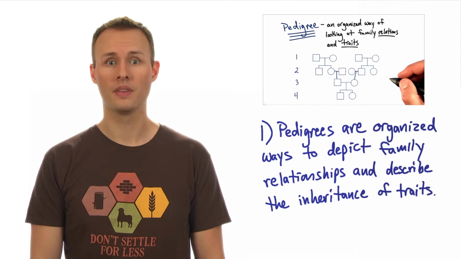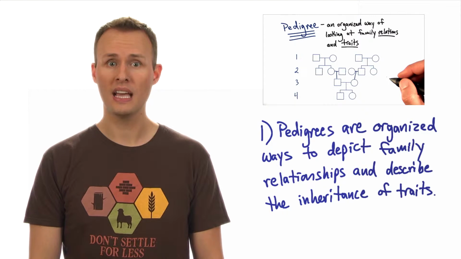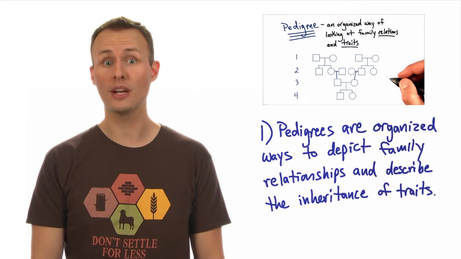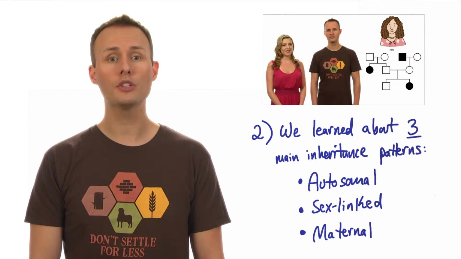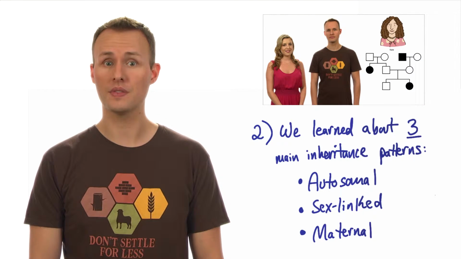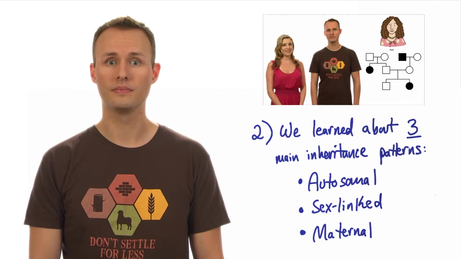Point 1. Pedigrees are useful diagrams that help us organize family relationships and the inheritance patterns of certain traits among these family members. Point 2. We learned about 3 main inheritance patterns in this lesson: autosomal, sex-linked, and maternal.